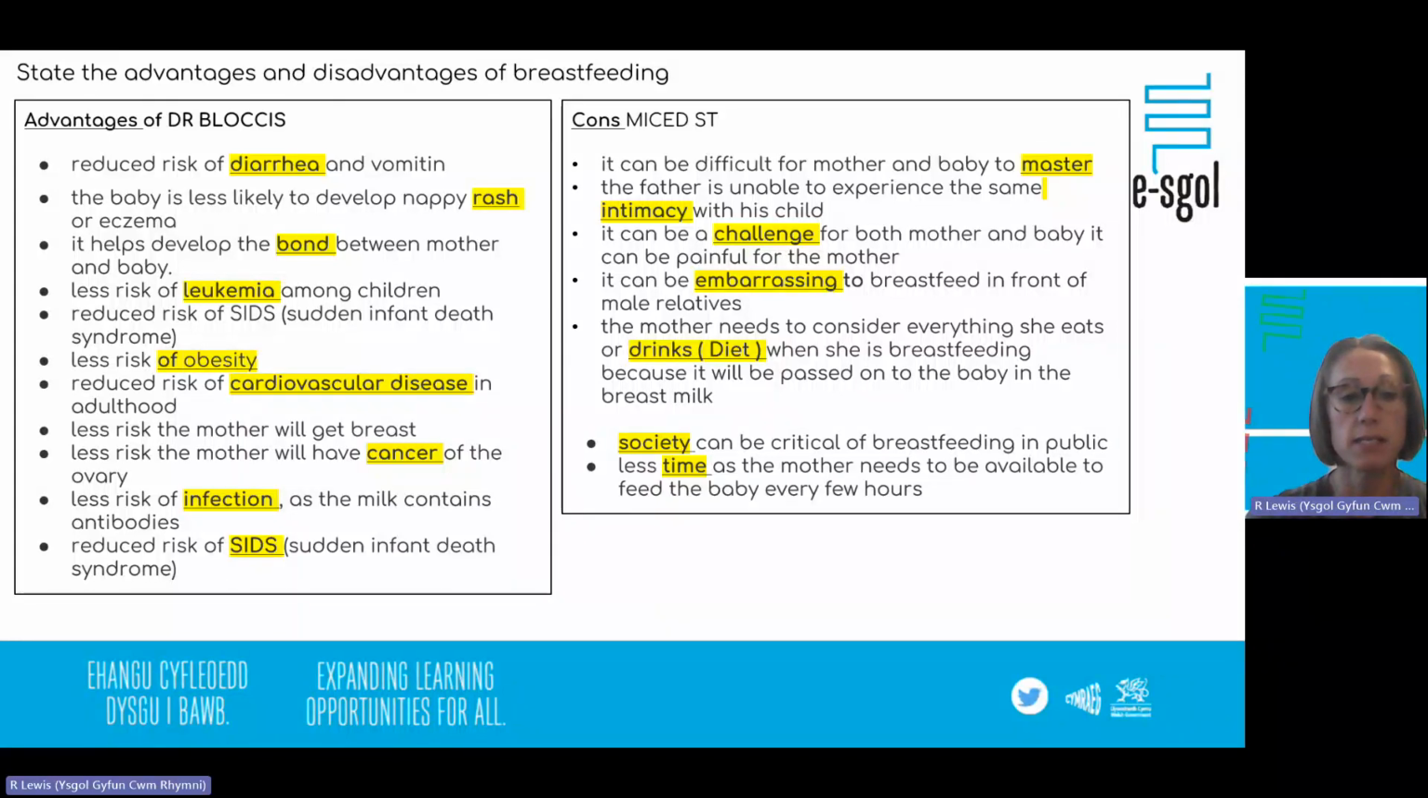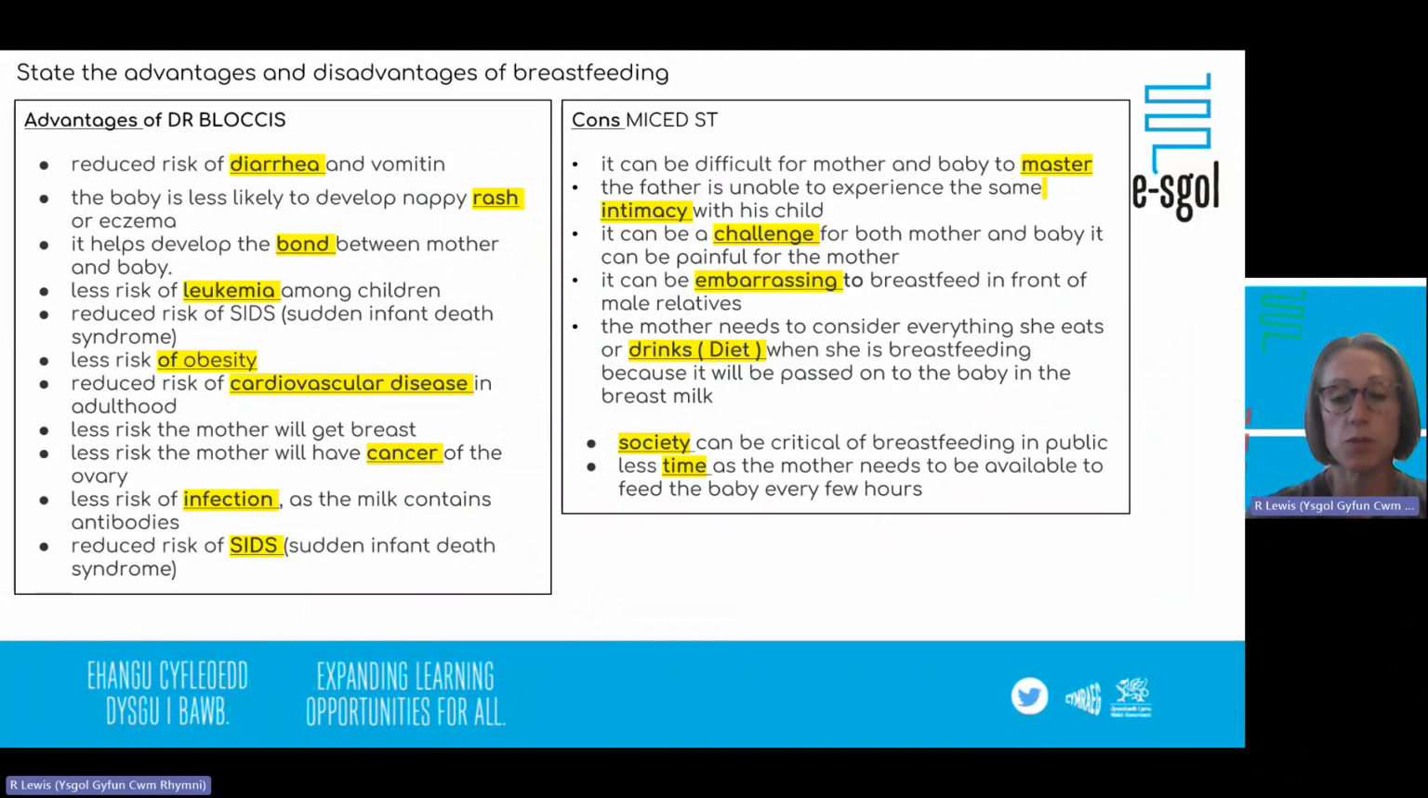L, baby is less likely to have leukemia when they develop into childhood. My O then is the less risk of being obese. My C then is for less risk of developing cardiovascular disease as an adult when the baby grows up. Less risk also for mum to get breast cancer. Okay, so the both cancers there. Okay, less risk of infection, and also reduce the risk of SIDS.